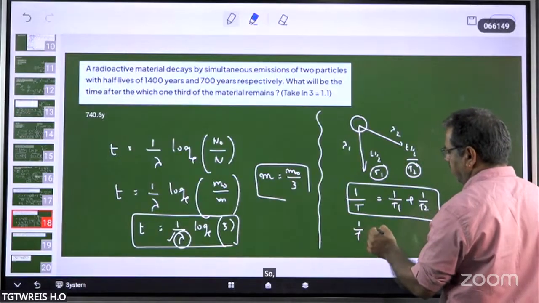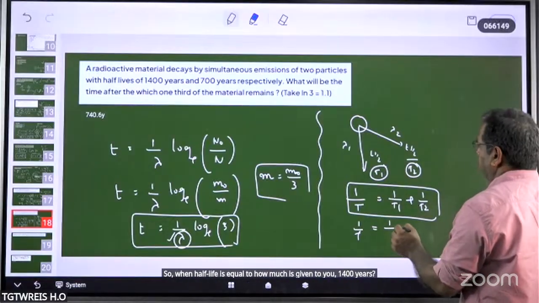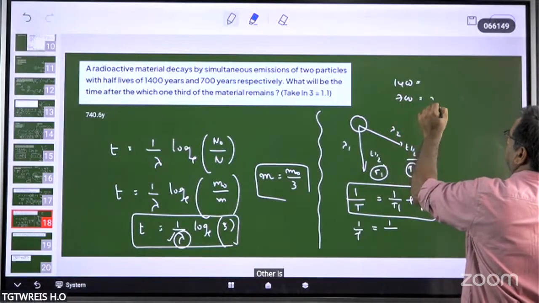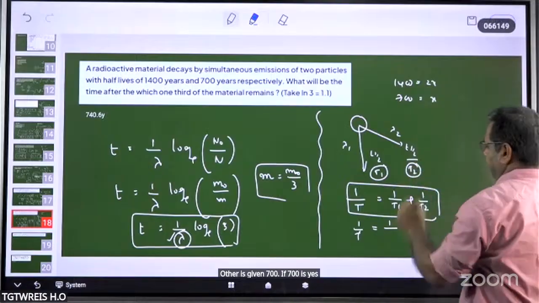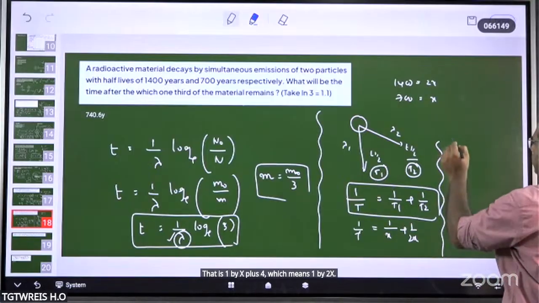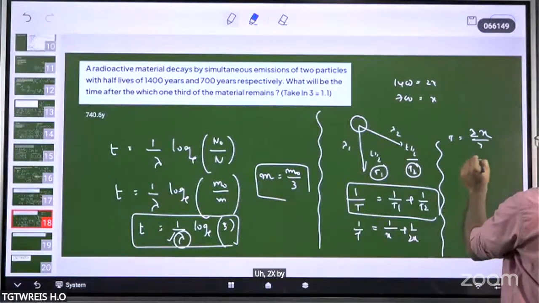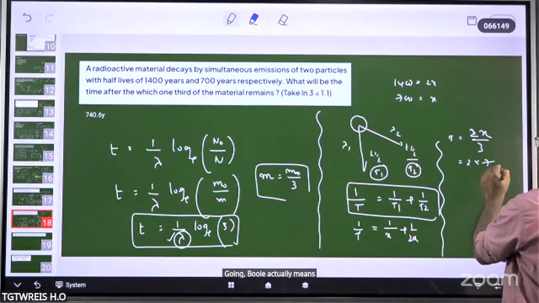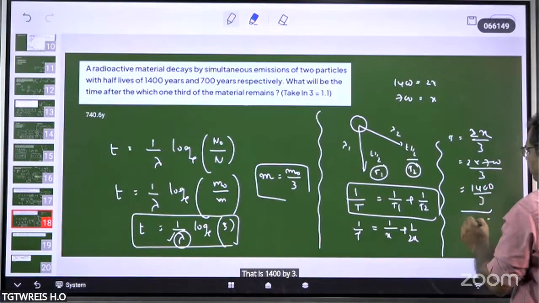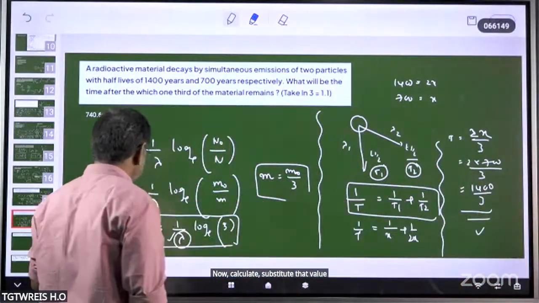So 1 by T is equal to, one half-life is given as 1400 years, the other is given as 700. If 700 is x, this will be 2x. That is 1 by x plus 1 by 2x. That gives T is equal to 2x by 3. 2 into x, where x is 700, by 3, that is 1400 by 3. Now substitute that value in this equation and find the answer.